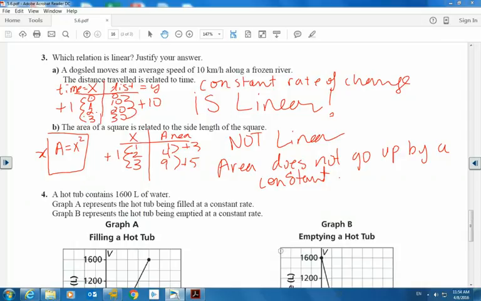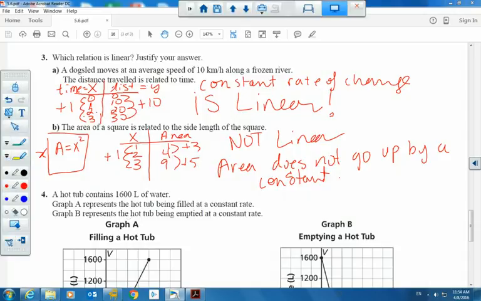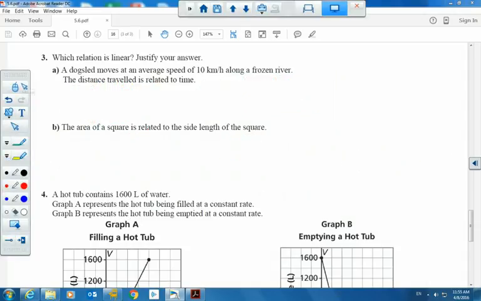Okay, so now let's look at the next question, which refers to a hot tub that contains 1,600 liters of water. Graph A represents the hot tub being filled at a constant rate, and graph B represents the hot tub being emptied at a constant rate. What do you notice about the two graphs that you see here?